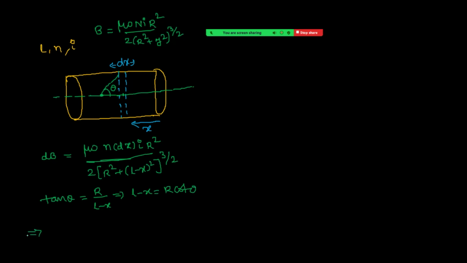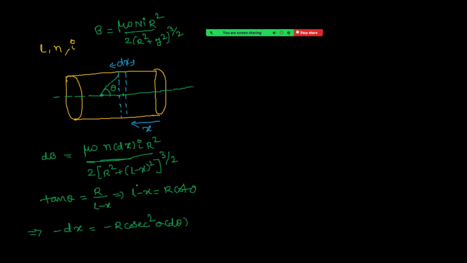So now here what I'm doing is I want to eliminate x. Okay. So I want to write in terms of angle. Then see what happens here. To get dx, we have to differentiate this one. So differentiate that: minus dx is equal to the derivative of cot, which is minus cosecant square. So it is minus R cosecant square theta d theta.